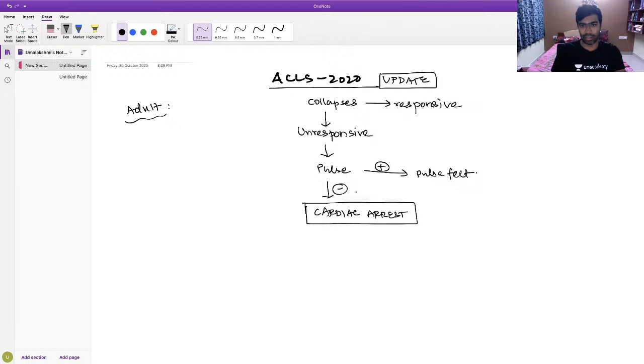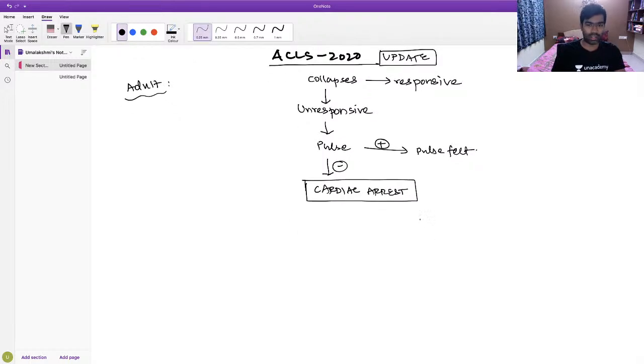So whenever the patient's pulse is not felt, this is where we define the patient to have a cardiac arrest, irrespective of the breathing status. When the patient is not having a pulse, we call it a cardiac arrest. Once you define that this particular individual is having a cardiac arrest, the next step is to start the CPR.